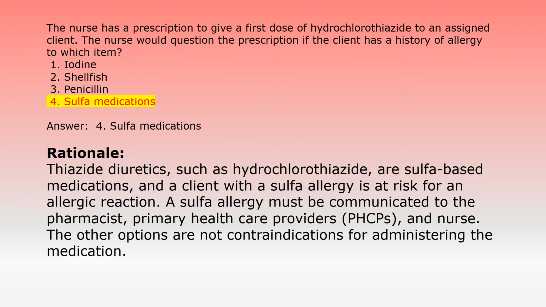Answer. 4. Sulfa medications. Rationale. Thiazide diuretics, such as hydrochlorothiazide, are sulfa-based medications, and a client with a sulfa allergy is at risk for an allergic reaction. A sulfa allergy must be communicated to the pharmacist, primary healthcare providers, PHCPs, and nurse. The other options are not contraindications for administering the medication.